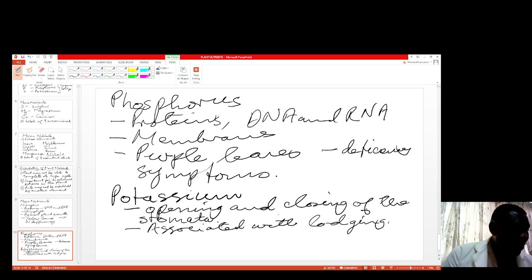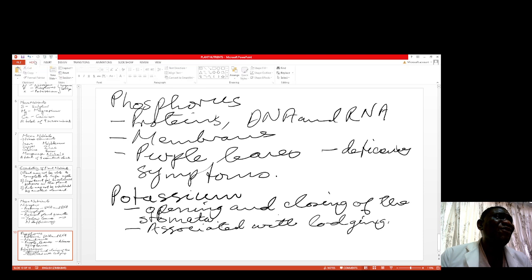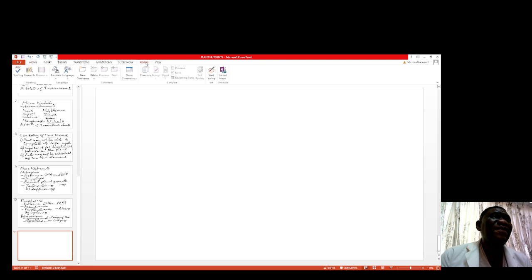Right, so this is about potassium, but for your own information, in Zimbabwe we seem to have a lot of potassium in our soils, but nevertheless we have to supplement potassium. I'll move on to the next macro element, which is sulfur.